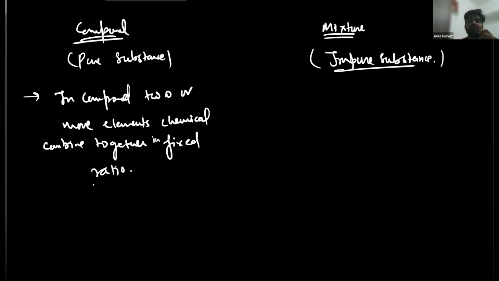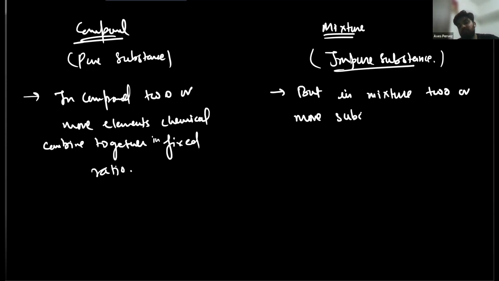But in an impure substance, if you have one tablespoon of sugar in one glass of water, it can combine with more, meaning two tablespoons can be added to one glass of water. So it is a mixture. So in compounds, two or more elements chemically combine together in a fixed ratio, but in mixtures, two or more substances are combined together.